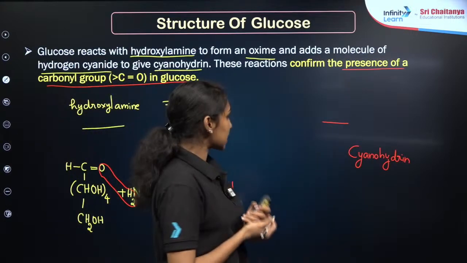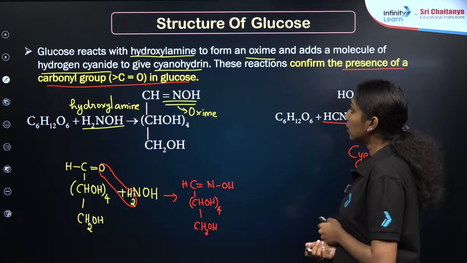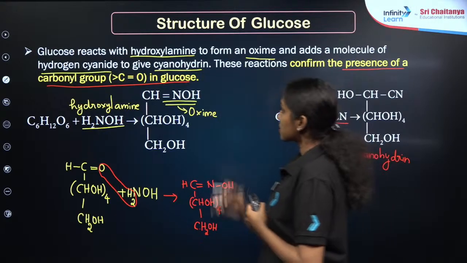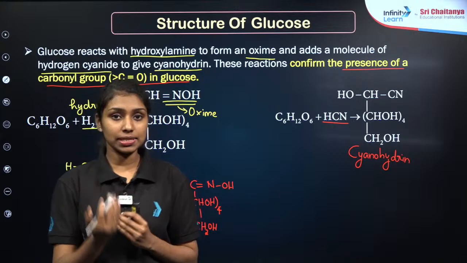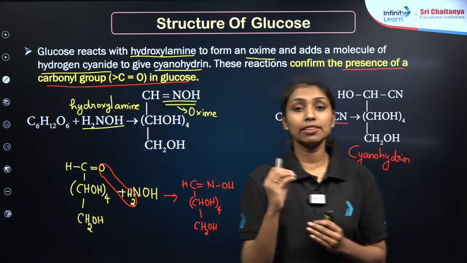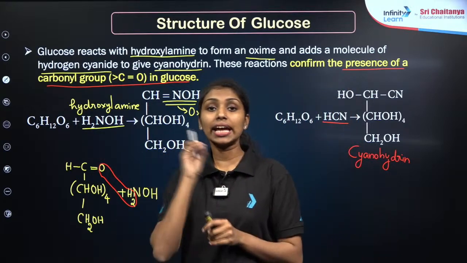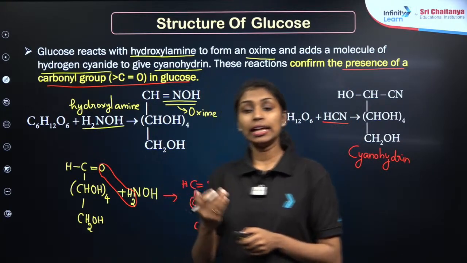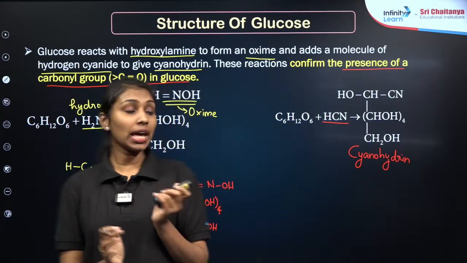The next reaction is with hydroxylamine or hydrogen cyanide. When it reacts with hydroxylamine, it forms an oxime. Similarly, when it reacts with hydrogen cyanide, it forms a cyanohydrin, which indicates that the glucose molecule must contain a carbonyl group. Clear? Then we have to identify which carbonyl group is present in the glucose molecule. That should be an aldehyde group.